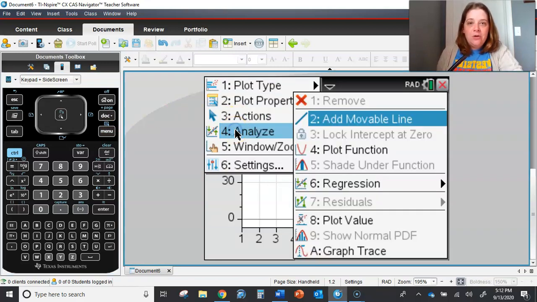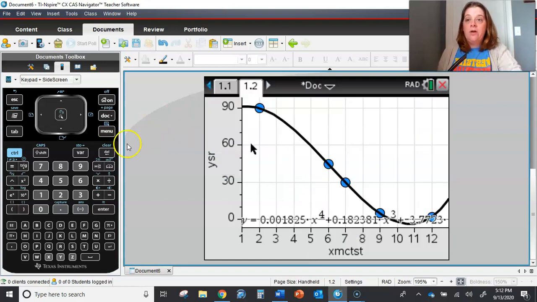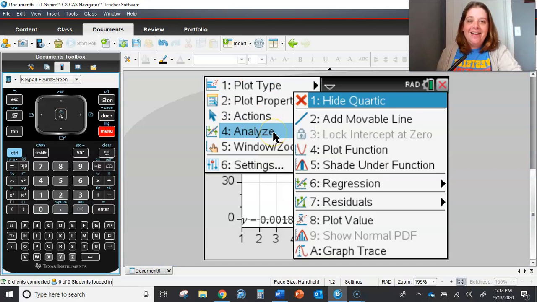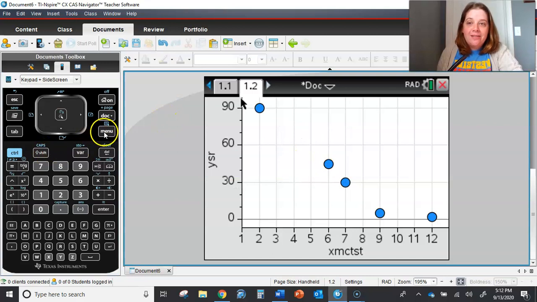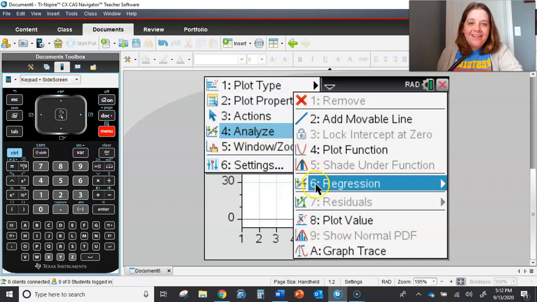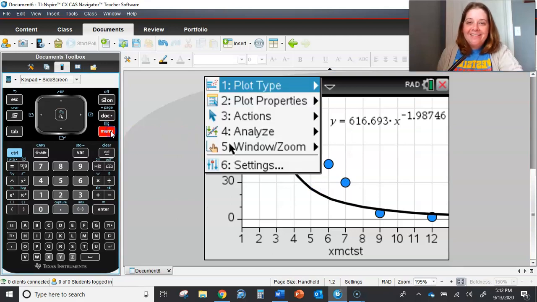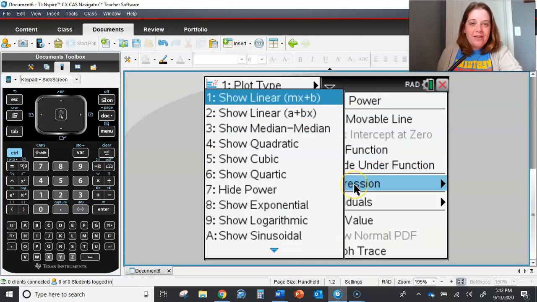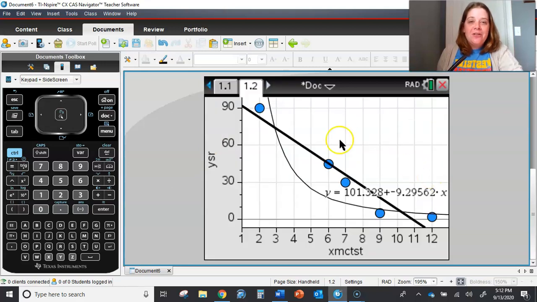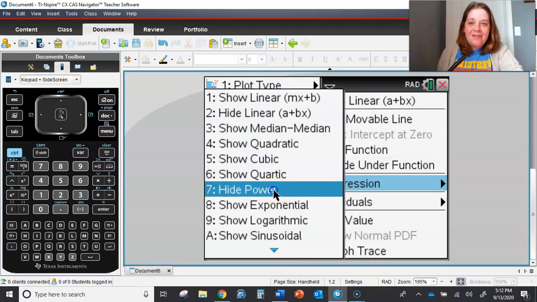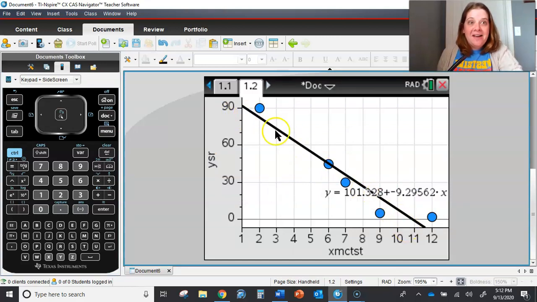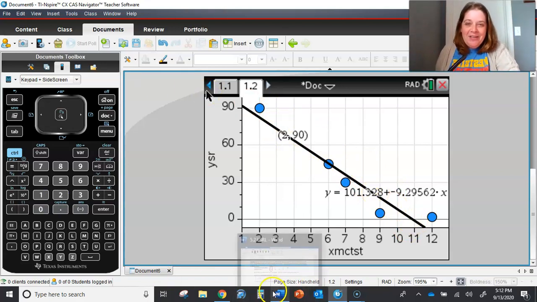So remember from the previous video, I could go analyze the regression. Oh, what have I just done? I want to analyze the regression, and I'm going to hide that quartic equation that it thinks it is. And, oh, I did it again. This is why we can't have nice things. Show the linear. There we go. So this is the line that goes through. Hide that other one, hide the power equation. All right, so here is what that least squares regression line would look like as it goes through there. All right, forgive my poor calculator skills. Here we go. All right, so I'm going to go back.